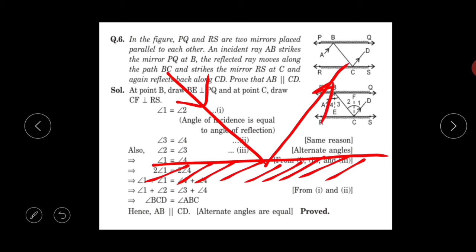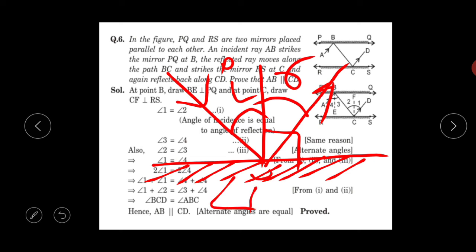Now if I draw a normal to the surface, or I can say if I draw a perpendicular to the surface, that will be called the normal. Now you already know that the angle between the incident ray and normal will be called the angle of incidence. And similarly, the angle between the reflected ray and normal will be called the angle of reflection. So students, in science you have learned that the angle of incidence, that is angle I, is always equal to the angle of reflection, that is R.